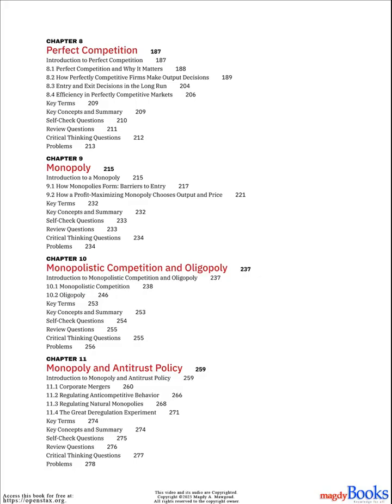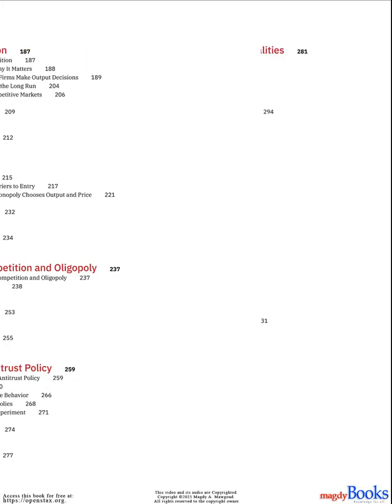Chapter 11, Monopoly and Antitrust Policy. Introduction to Monopoly and Antitrust Policy. 11.1, Corporate Mergers. 11.2, Regulating Anti-Competitive Behavior. 11.3, Regulating Natural Monopolies. 11.4, The Great Deregulation Experiment. Key terms, key concepts and summary, self-check questions, review questions, critical thinking questions, problems.